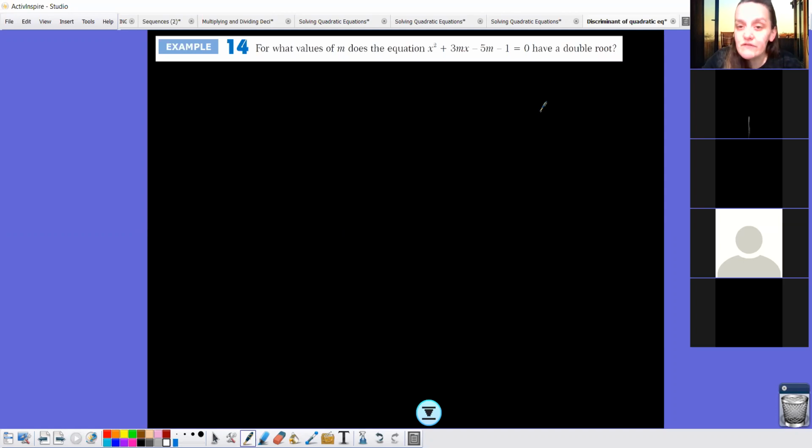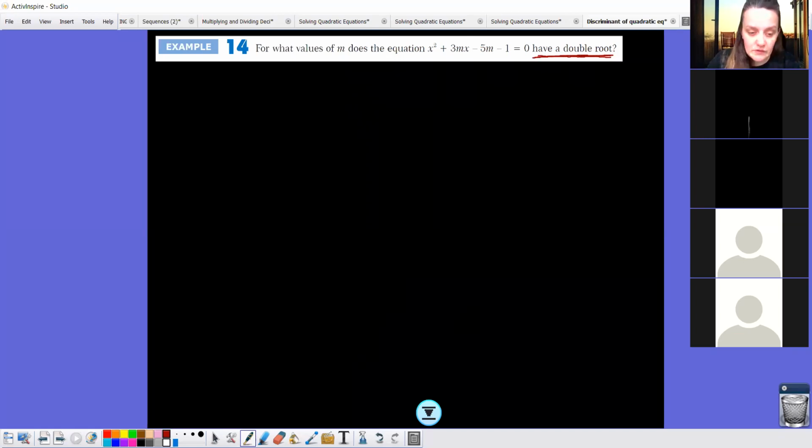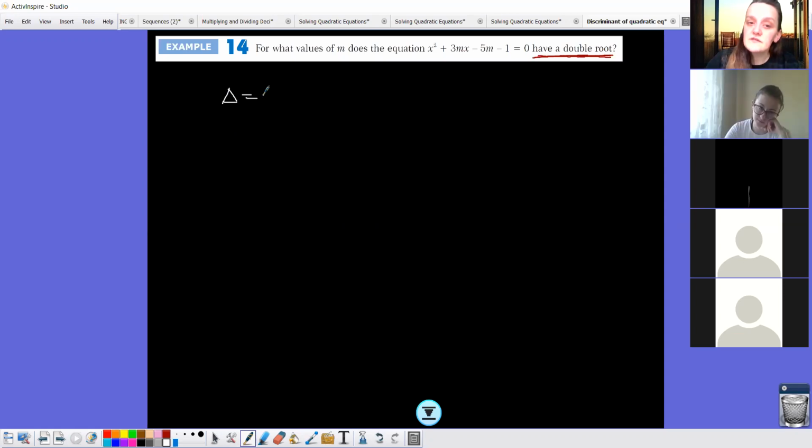Okay, now, did you solve this one? What does it say? For what values of m does the equation have a double root? In which case will the equation have a double root? When the discriminant is equal to 0. Yes. Discriminant is equal to 0. In this case, it will have a double root.